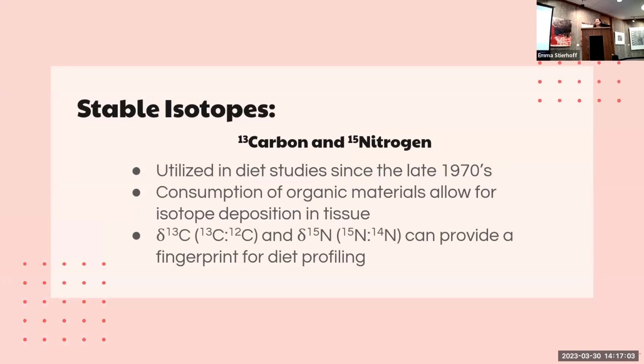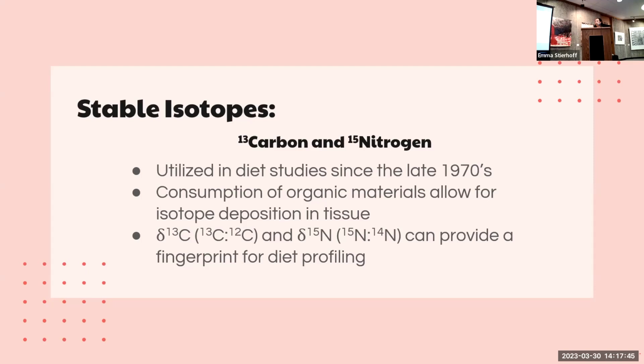So, carbon 13 and nitrogen 15 were the isotopes that I was utilizing in my study. These isotopes have been used since the late 1970s as a way to provide a map of what animals are eating. As animals progress throughout their life, they are consuming different forms of organic matter, which have different amounts of nutrients within their systems. As their life goes on, this deposition makes it possible to identify what they are feeding on, at the base of the food chain and also the level of the food chain.